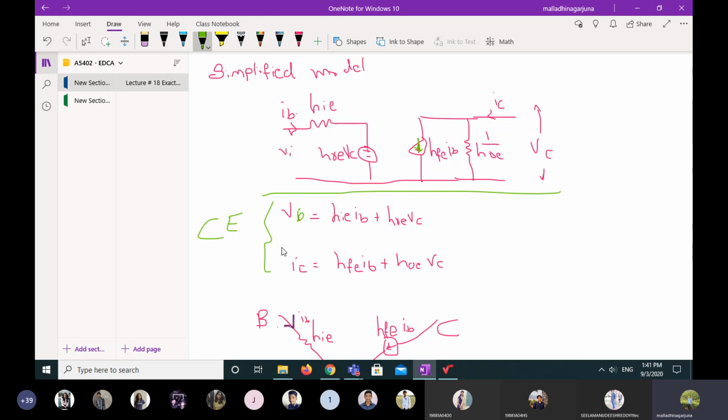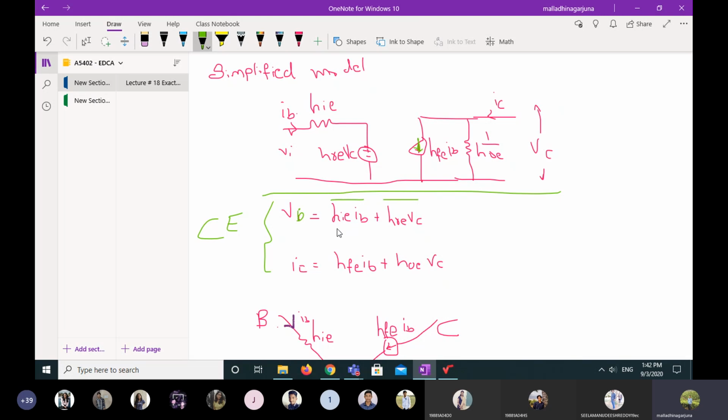Now let us come to the first parameter. VB equal to HIE IB plus HRE into VC. This is the first equation, the input equation. VB is the input voltage, so the input voltage is equal to the drop across HIE plus some source HRE into VC. Now compare these two drops, the first drop and the second drop.